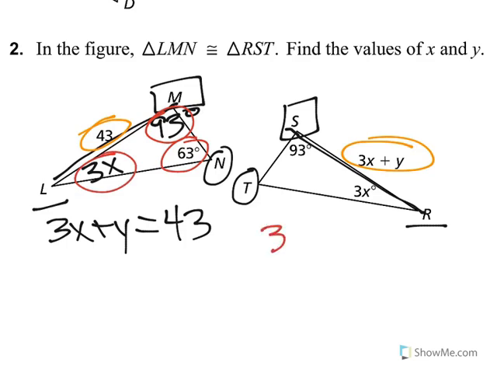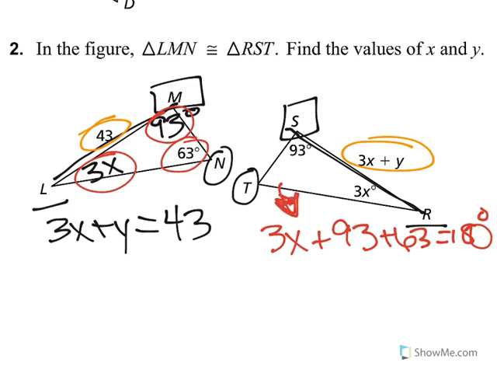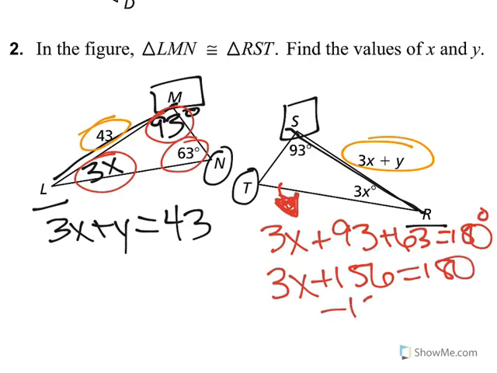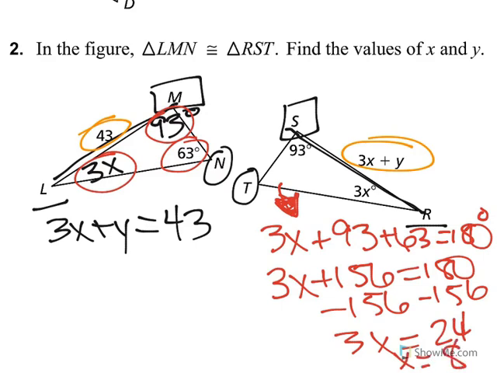So I can set that up as 3x plus 93 plus 63 equals 180 degrees. Okay, and then you want to solve for the equation that has only one variable in it. So if you do 93 plus 63, you get 156, so 3x plus 156 is equal to 180. Subtract 156 on both sides. You get 3x is equal to 24. And then, of course, divide by 3 on both sides, and you get x equals 8. Okay, so we know that x equals 8.